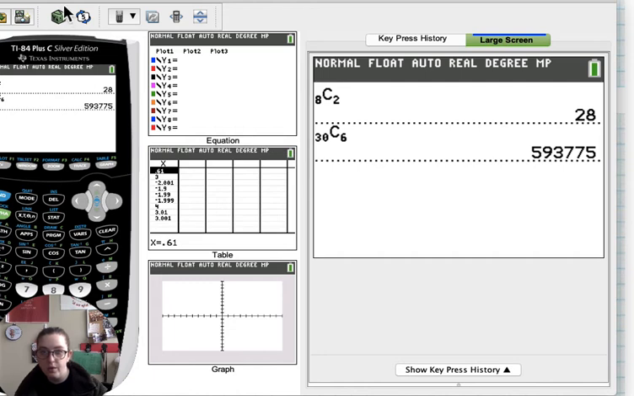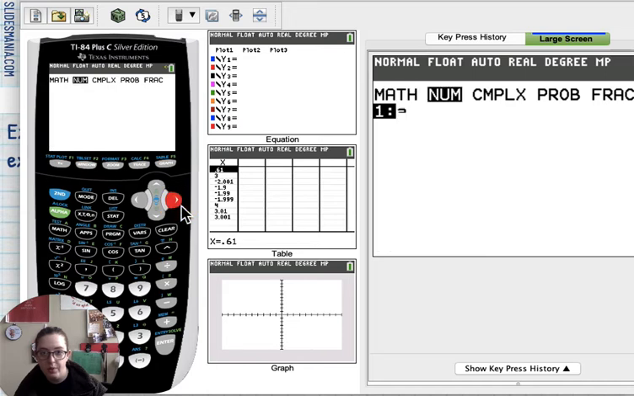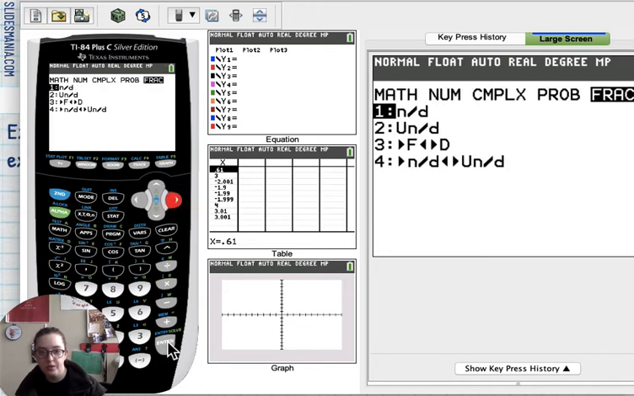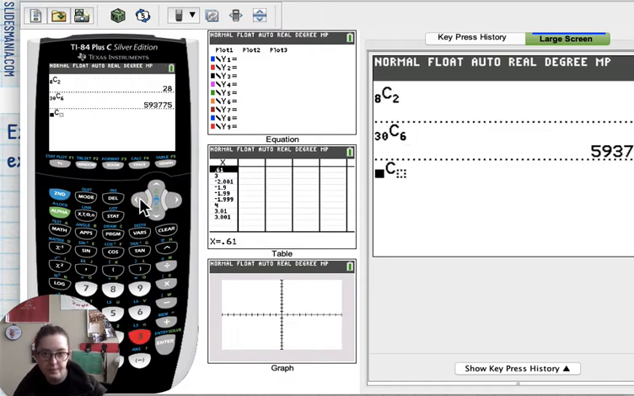So we'll go to math, over to prob, choose 3. You want to do 20 choose 15. And you can find out what that is, but I know I have to take that times 2 to the 5th. So I'm just going to go ahead and take that times 2 to the 5th power.